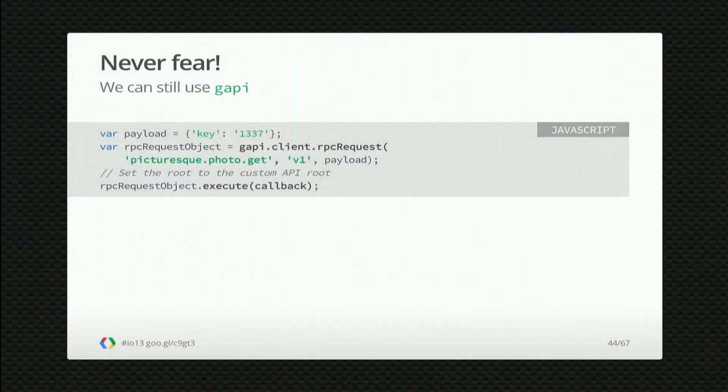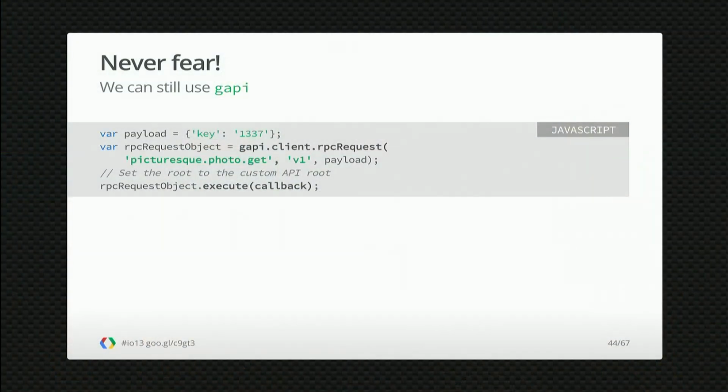So never fear. GAPI actually provides us a way to do this without wasting that network request on gapi.client.load. So we can actually create the RPC request by hand using gapi.client and call it in the exact same fashion by passing a callback to execute. So it's OK. We can still use it. And this is how we're calling offline. So now that we know how to call offline, let's actually see how we're doing this, not in the abstract, but in the applied sense in our application.